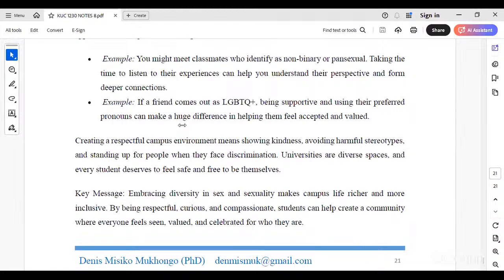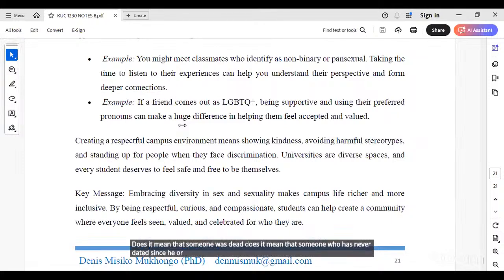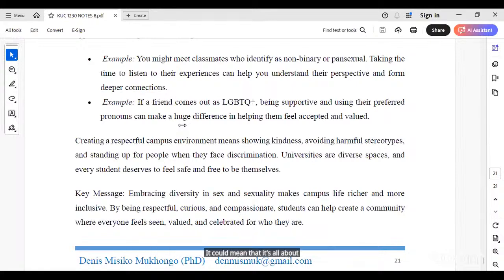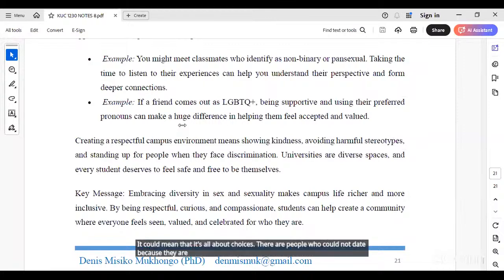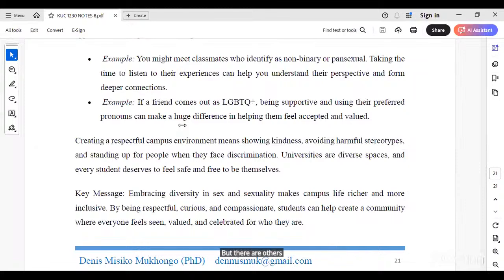Does it mean that someone who has never dated since he or she was born, maybe sahi ako campus ni asexual? No. It could mean that it's all about choices. There are people who could not date because they are waiting for the right time. But there are others, they don't have that attraction.